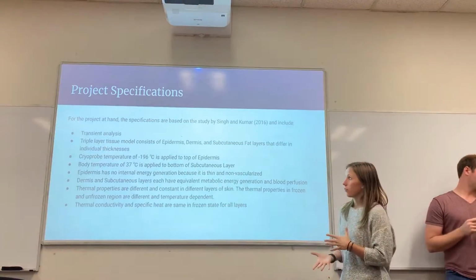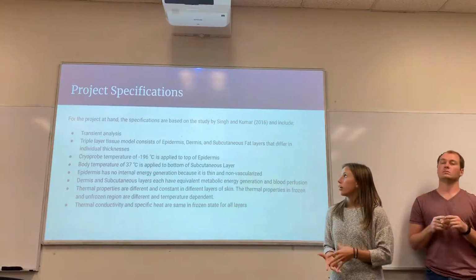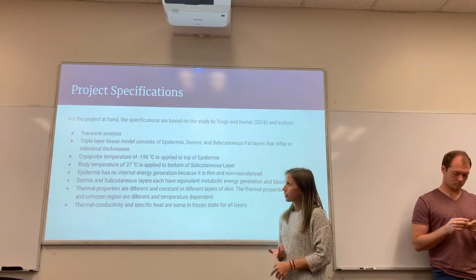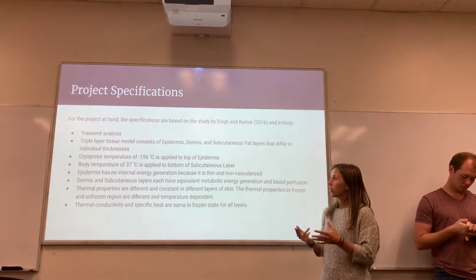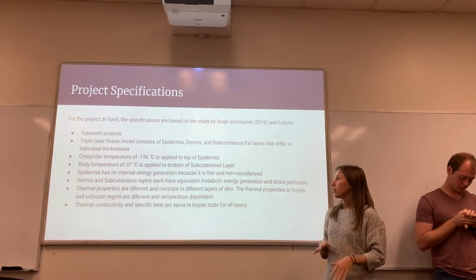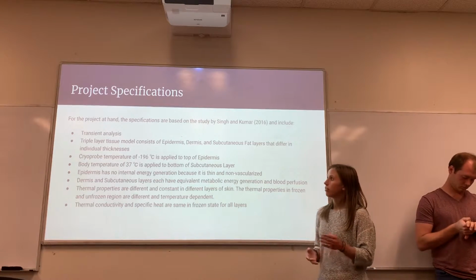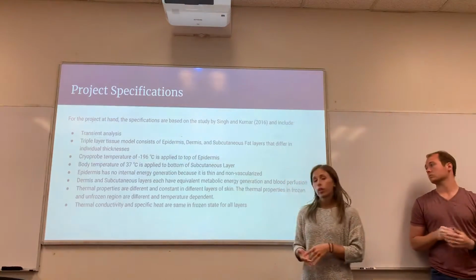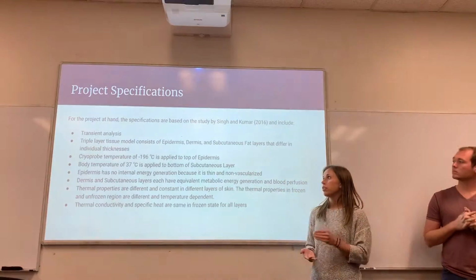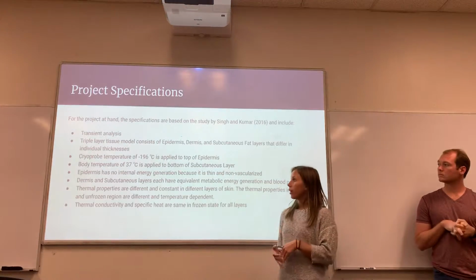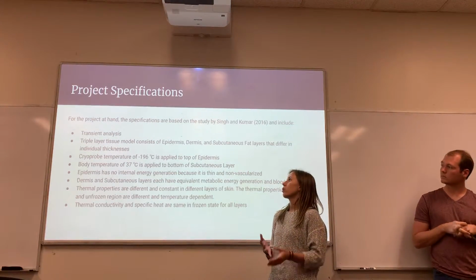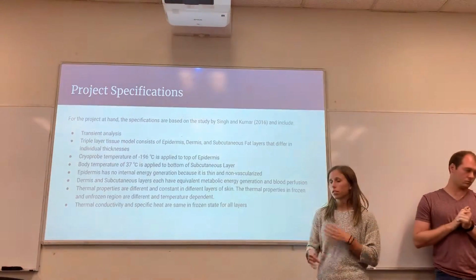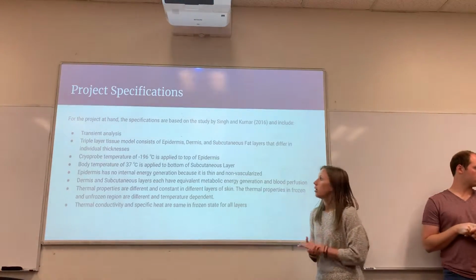These are the specifications for the project, and they are based on the study by Singh and Kumar. These include transient analysis, triple layer tissue modeling consisting of epidermis, dermis, and subcutaneous fat layers that differ in individual thicknesses, a cryoprobe temperature of negative 196 degrees Celsius, which is applied to the top of the epidermis, and a body temperature of 37 degrees Celsius, which is applied to the bottom of the subcutaneous layer. We use 37 degrees Celsius because it is assumed that this is a healthy human.